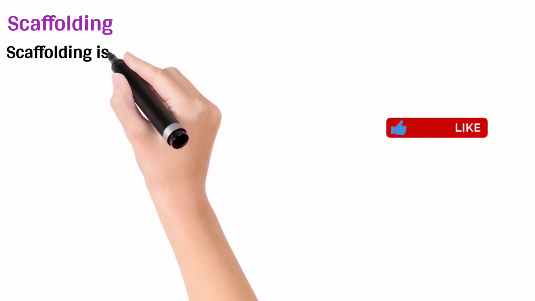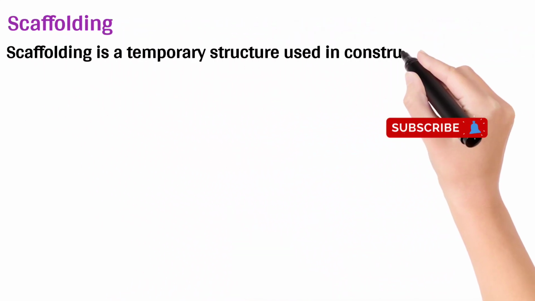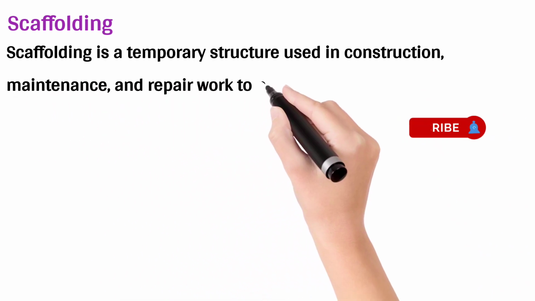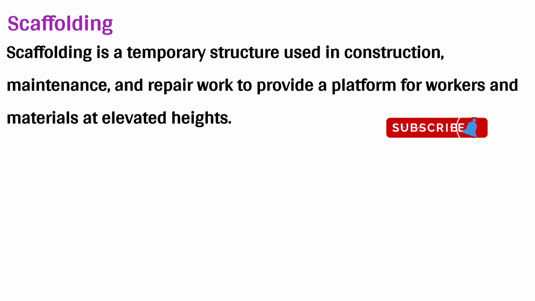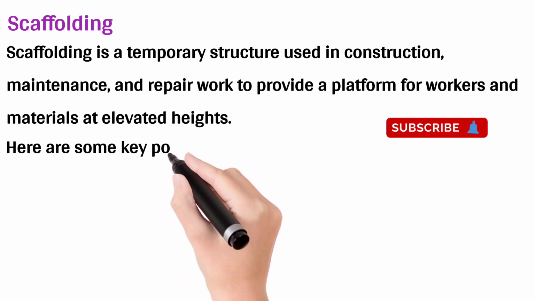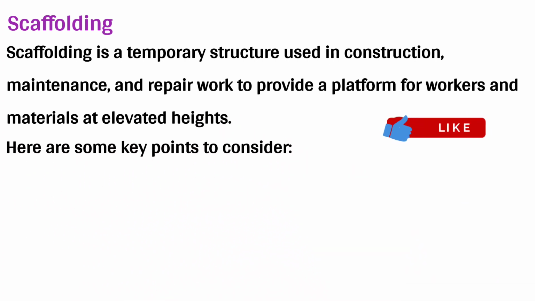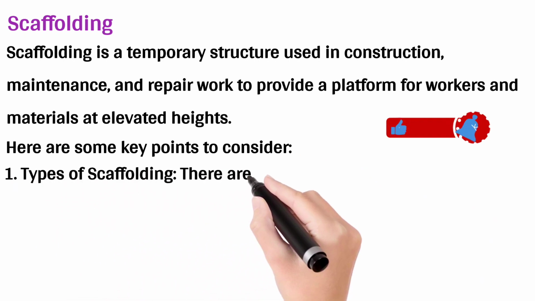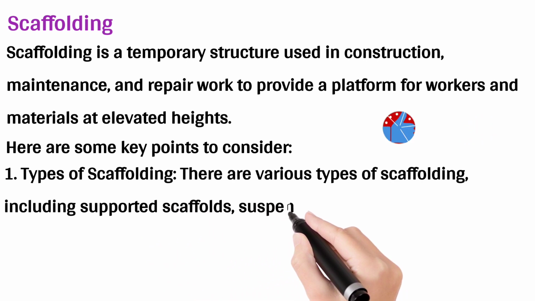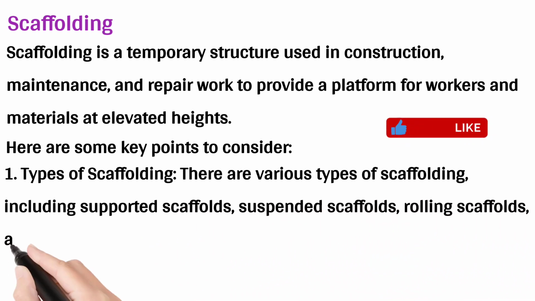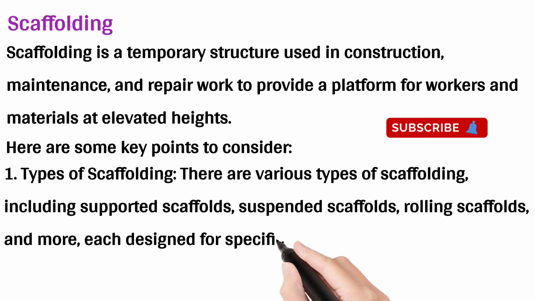Scaffolding. Scaffolding is a temporary structure used in construction, maintenance, and repair work to provide a platform for workers and materials at elevated heights. Here are some key points to consider. 1. Types of scaffolding. There are various types of scaffolding, including supported scaffolds, suspended scaffolds, rolling scaffolds, and more, each designed for specific tasks and conditions.